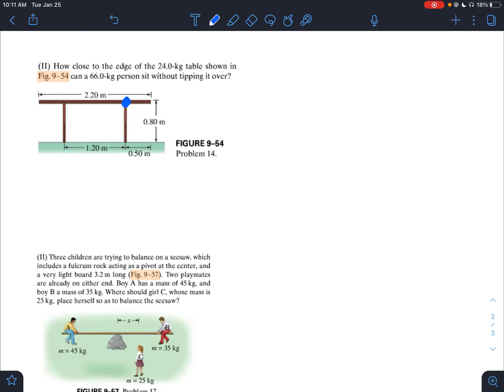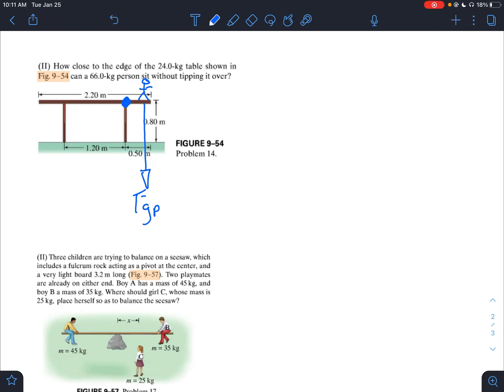So let's identify where the torques are, with drawing our forces on here. One, we're going to be putting a person, say right here, and the weight of that person is going to apply a force. The force due to gravity of the person is going to apply a torque, causing this table to rotate to the right.